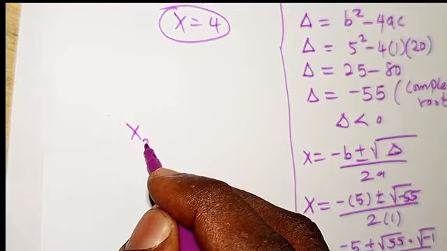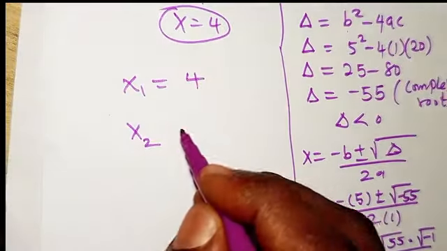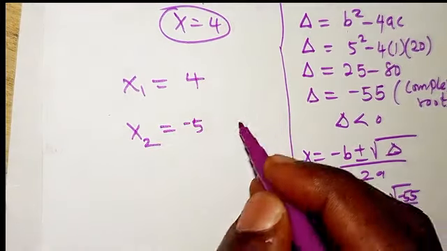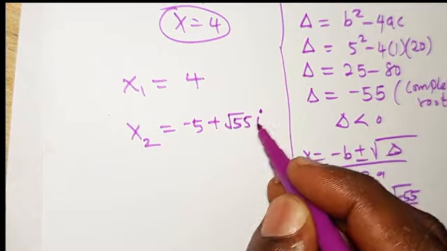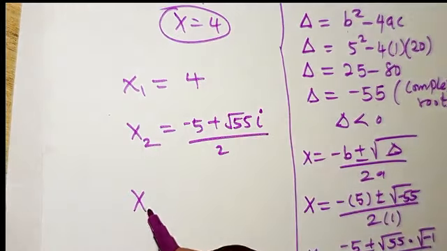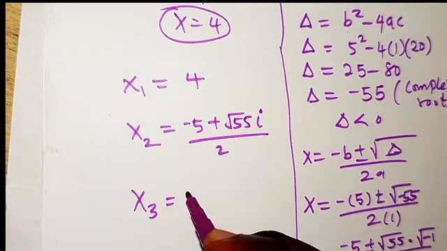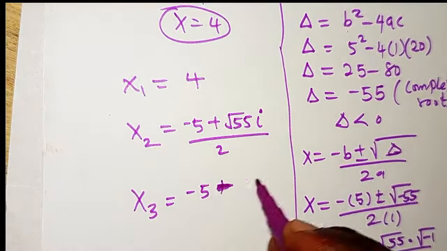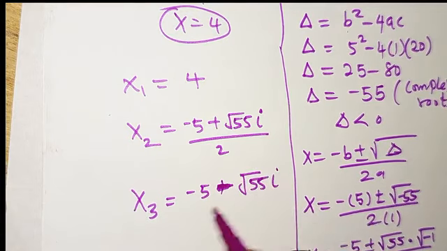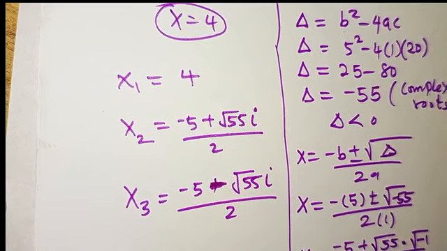So therefore we have the two possible solutions for the complex roots, and that will be x2, because we've already gotten x1 to be 4. x2 is going to be minus 5 plus, taking the positive, root 55 i over 2, and number 3, that is our solution 3, we have minus 5 minus root 55 i divided by 2. And that's the solution to the problem.